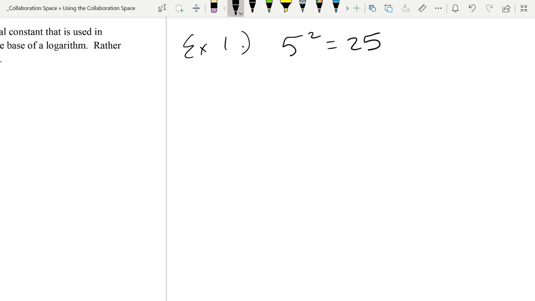Well, the base of my logarithm is the 5. 25 is my argument, and 2 is my answer. That is the same exact equation written in its inverse form, called logarithm form. If you want to say that in words, this is what this says in words.